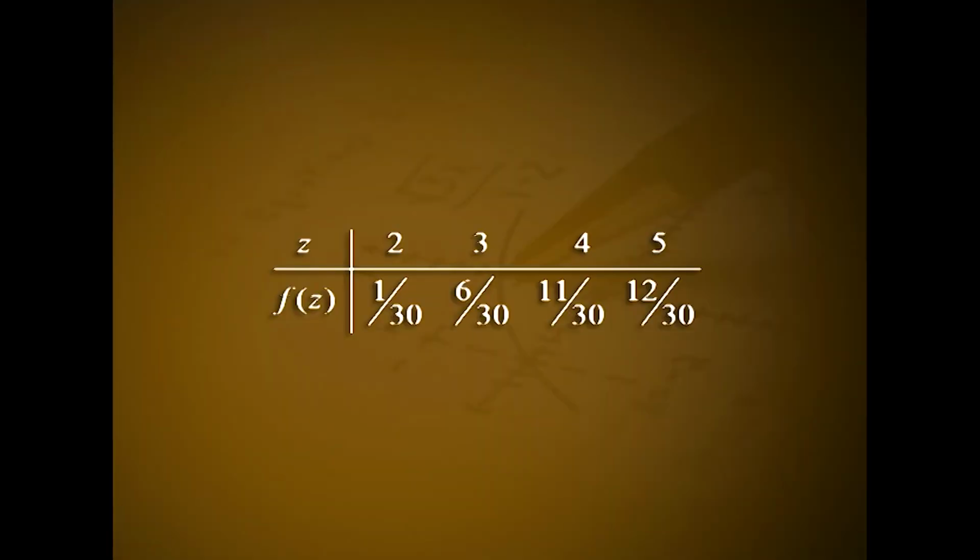The probability distribution of z is: z having the values 2, 3, 4 and 5 with respective f of z values 1 by 30, 6 by 30, 11 by 30 and 12 by 30.